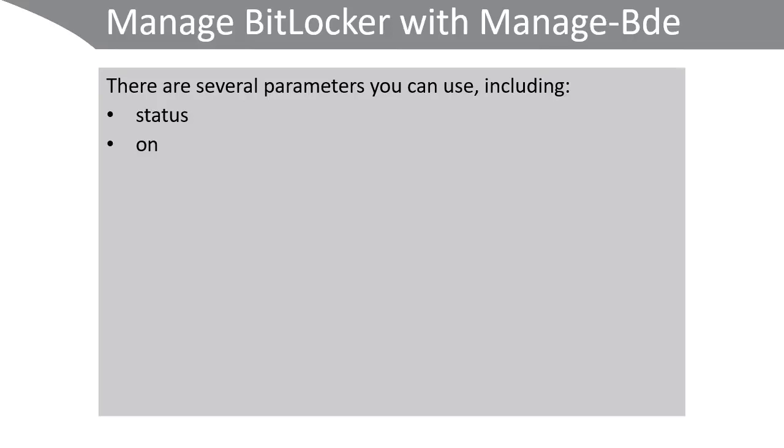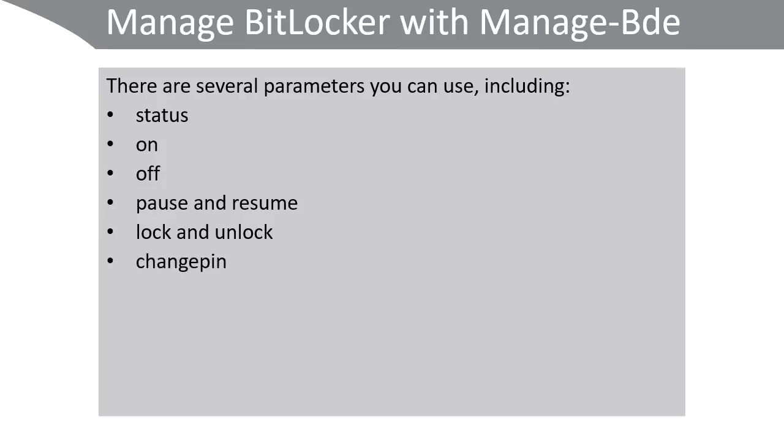It's used with a drive letter such as C or D. Use the off parameter to decrypt and turn off BitLocker for a drive. Pause and resume allow you to pause and resume encryption of a drive. Lock and unlock. Use these with a drive letter to lock and unlock the drive. Change PIN allows you to change the PIN for a BitLocker protected drive.